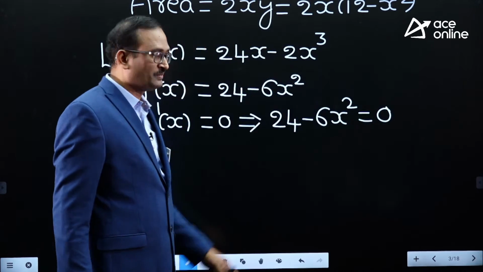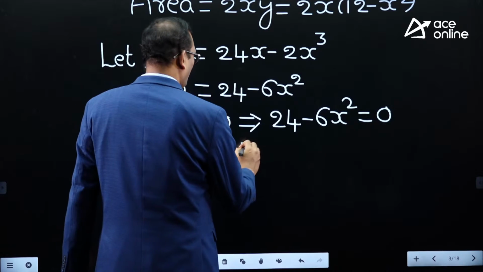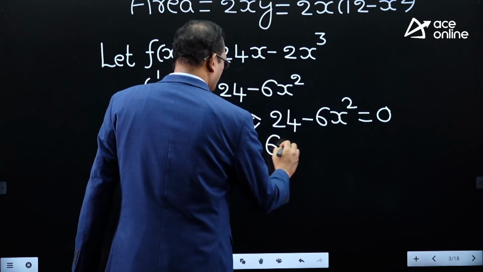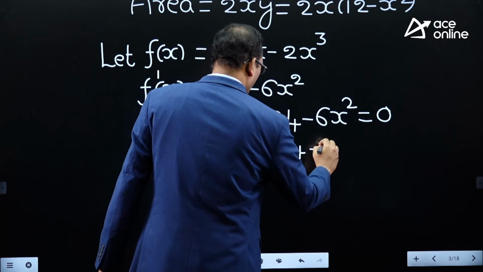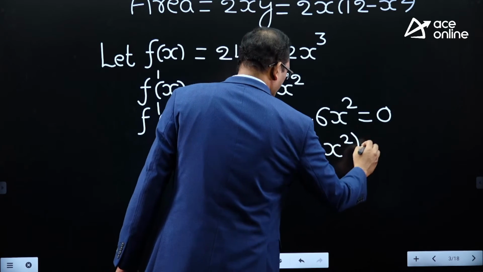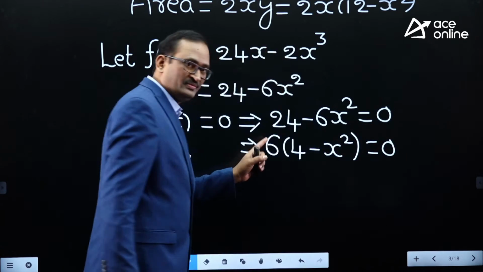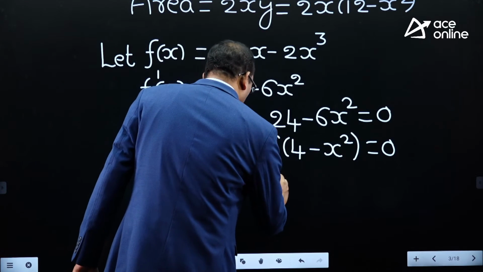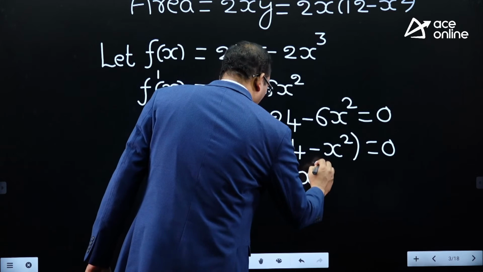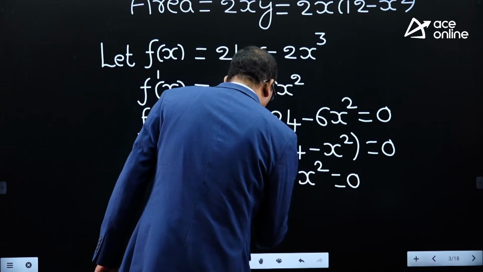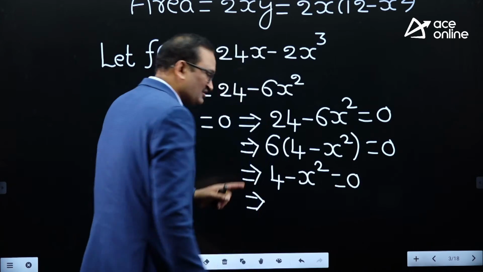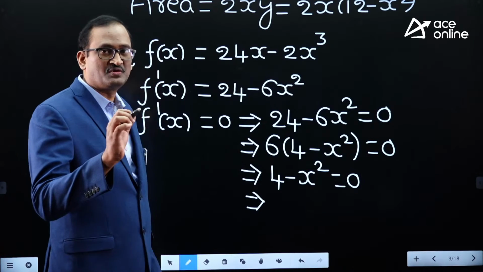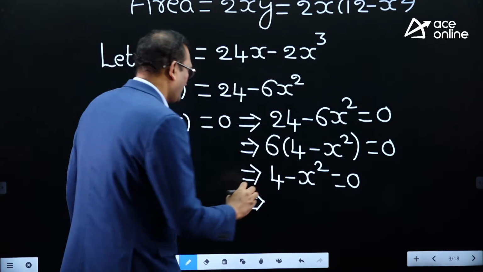So 6 is the common factor, and it is 6 into 4 minus x square equal to 0. 6 cannot be 0, so the other possibility is 4 minus x square equal to 0. So x square equals 4, x equals plus or minus 2.